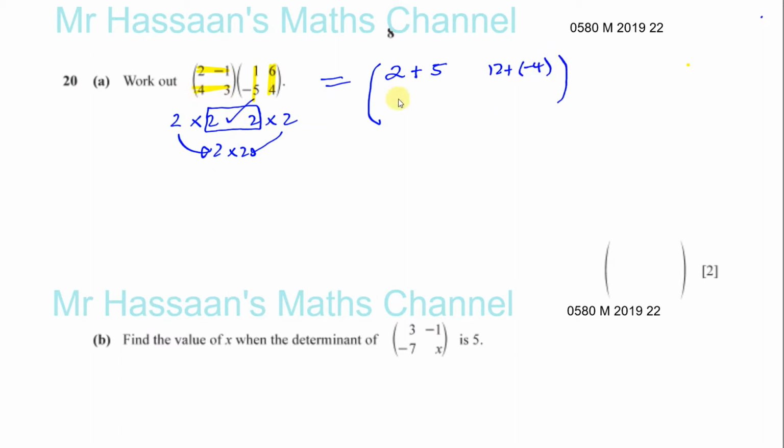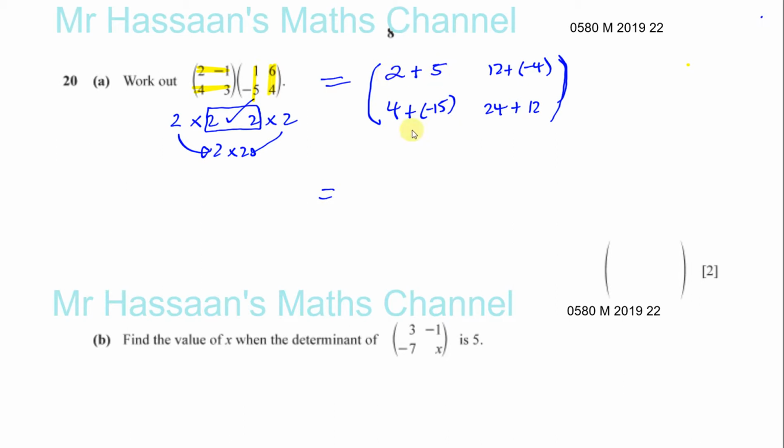And then for the bottom left entry, you use the bottom row and the left column. So you get 4 times 1, which is 4, plus, you got 3 times minus 5, which is minus 15. And then finally the entry in the bottom right is the bottom row and the right column. So 4 times 6, which is 24, plus 3 times 4, which is 12. And that will give us an answer.